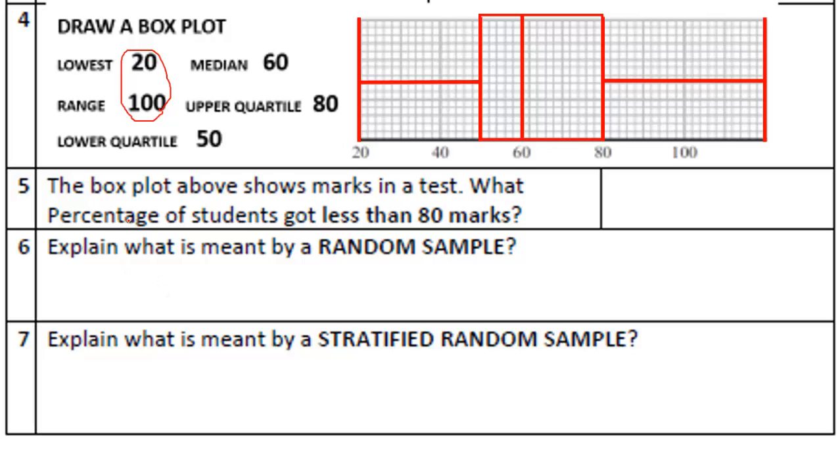Looking at question 5, remember what I said. The lowest value is my 0% marker. My lower quartile is my 25% marker. My median is your 50% point. The upper quartile is 75%, and your highest value is 100%. In this case, they asked what percentage of students got less than 80 marks. 80 marks is over here, so that's 75% of students got less than 80 marks. Question 6 and 7 are the definitions.